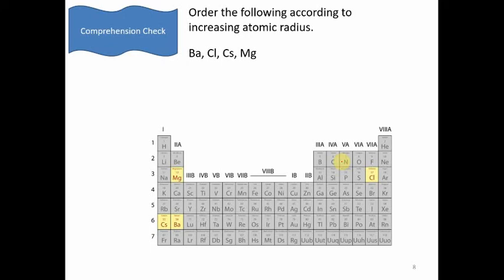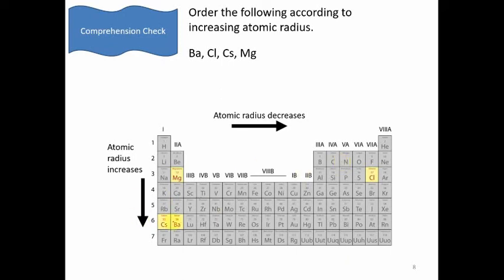All right, so the first thing that you want to do is locate these elements on the periodic table. And then keeping in mind the trends, that the atomic radius decreases as we go from left to right, and increases as we go down a group. All we need to do then is compare.